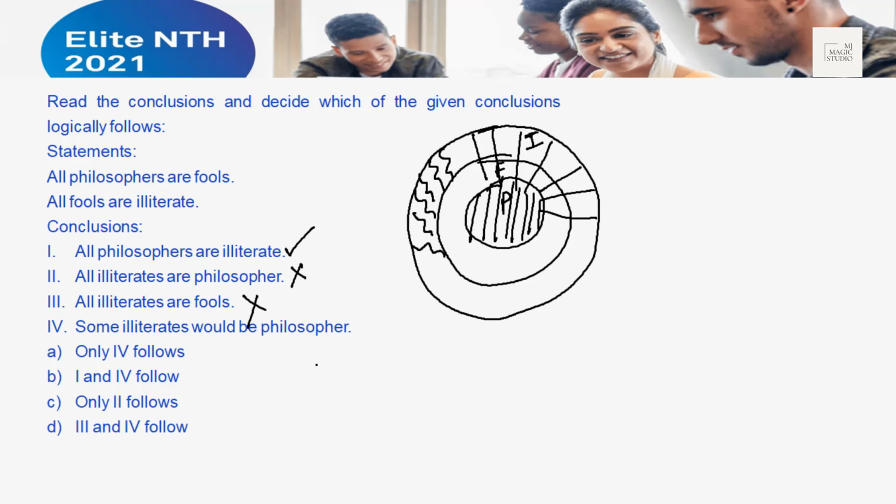All illiterates are fools? Again, we have this particular area where these are illiterate and not necessarily fools. Some illiterate would be philosophers. Yes, some illiterate would be philosophers because philosopher is a subset of illiterate. So as all philosophers are illiterate, some illiterate would be philosopher is also true. So what we get is 1 and 4 follow. Option B fits in.